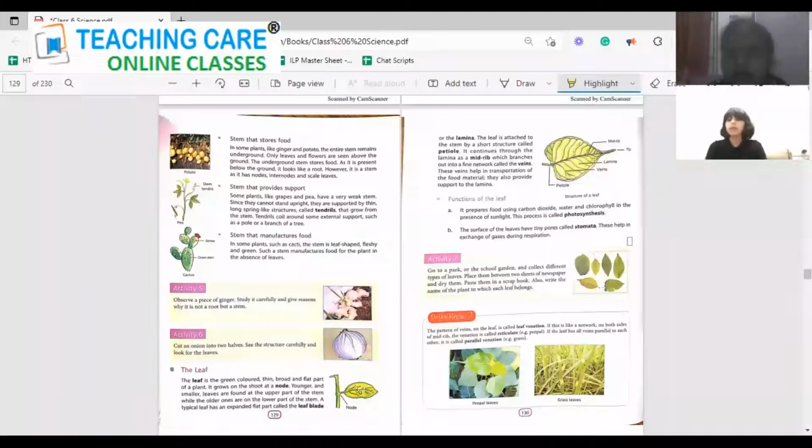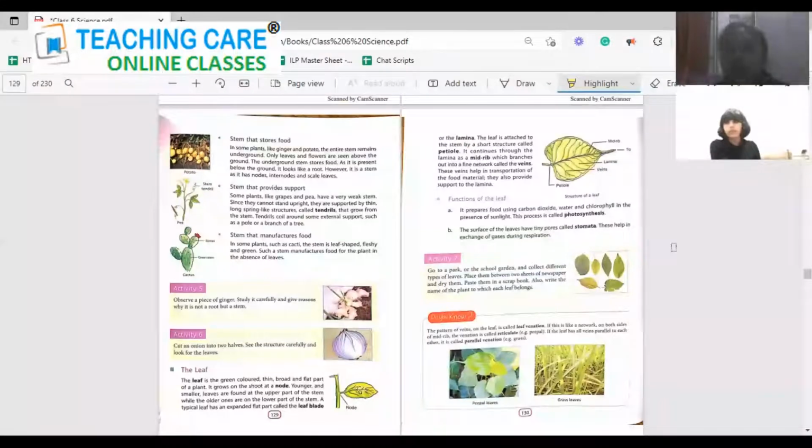I'll read out the functions, and you summarize it for me. The leaf prepares food using carbon dioxide, water, and chlorophyll in the presence of sunlight. This process is called photosynthesis. The surface of the leaves has tiny pores called stomata. These help in the exchange of gases during respiration. What is the function of the stomata? They are very tiny pores in the leaves which help in the exchange of gases during respiration.